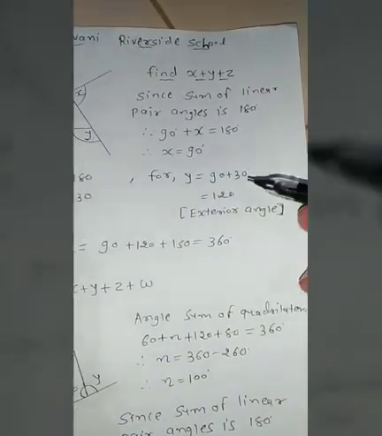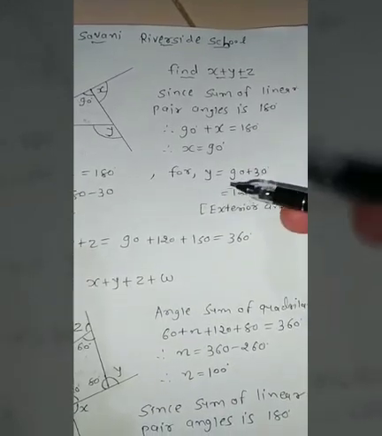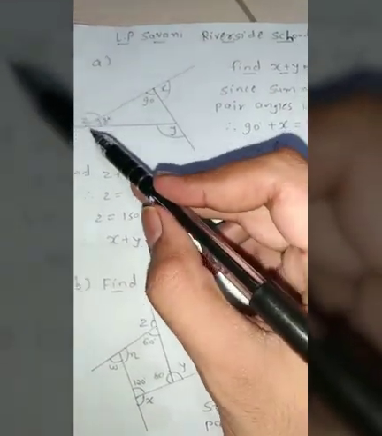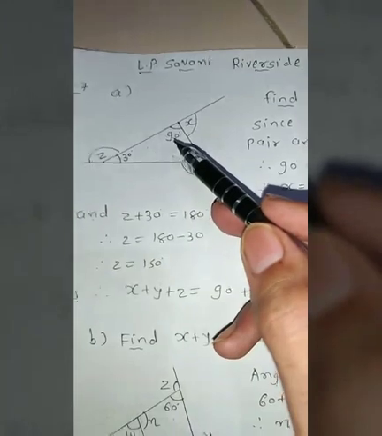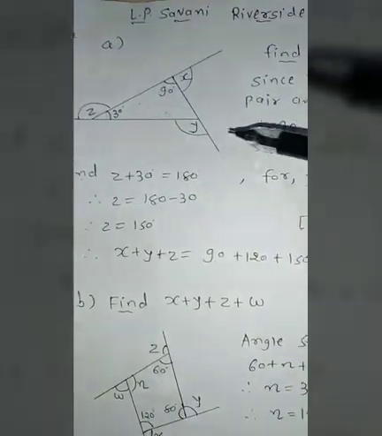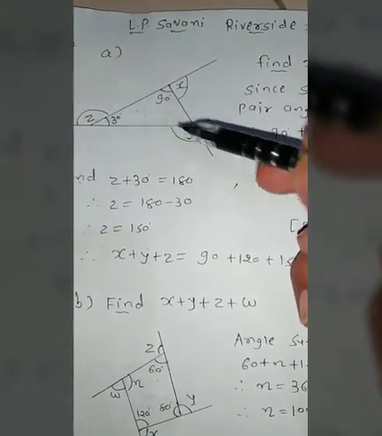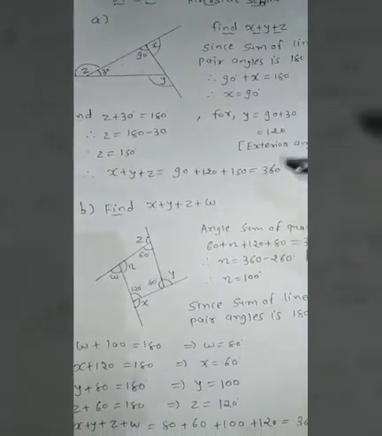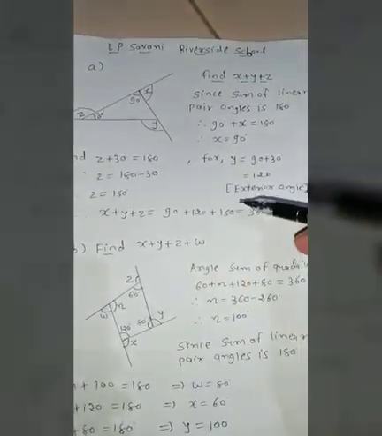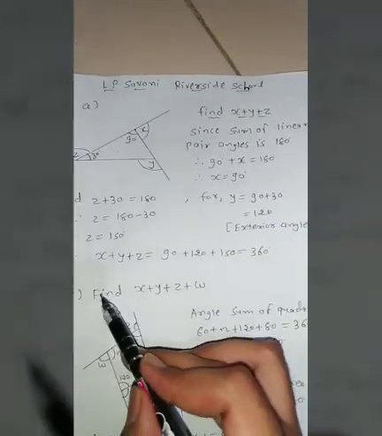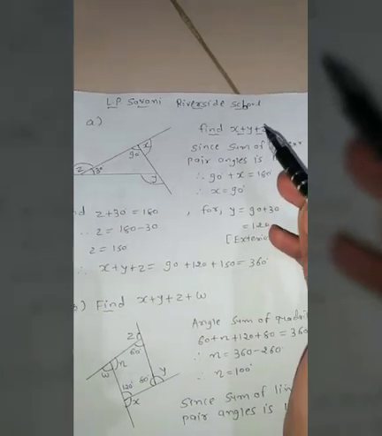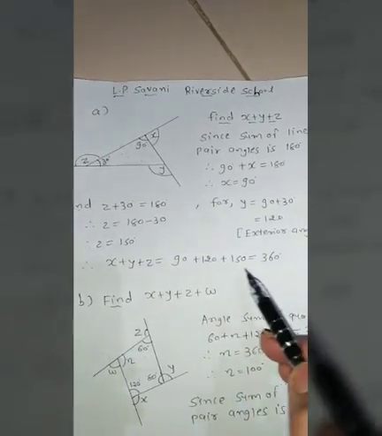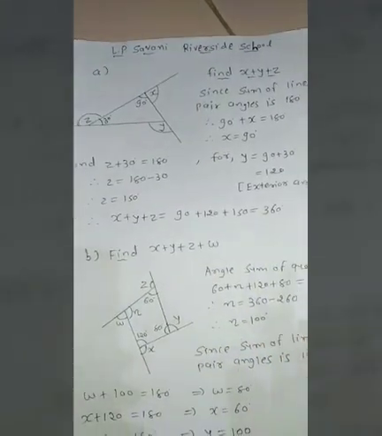For finding y, 90 plus 30 is equal to 120 because the angle y is the exterior angle of this triangle, which has angles 30 and 90. So y is equal to 90 plus 30 because this is the exterior angle of this triangle. In this way I can find the x, y and z angles. Let's put the values of x, y and z in the equation. So x plus y plus z is equal to 90 plus 150 plus 120, which is equal to 360.